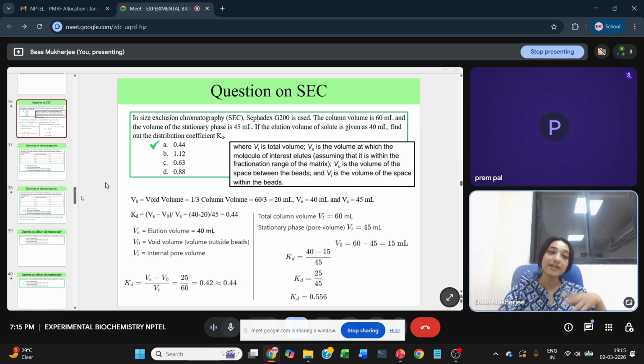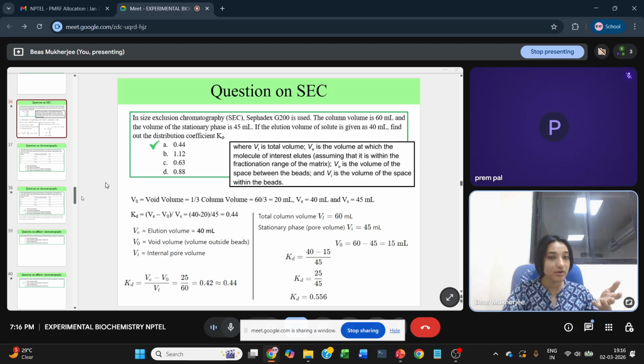Now there are different ways of solving this question. Okay, so now the one that was provided by the NPTEL team said that the void volume is equal to 1/3 of the column volume. So that is coming to be around 20 ml. Elution volume is 40, and Vs is 45 ml. So Vs is your volume of the stationary phase. Right, so then Kd is equal to Ve minus V naught by Vs, and from there they are getting 0.44.